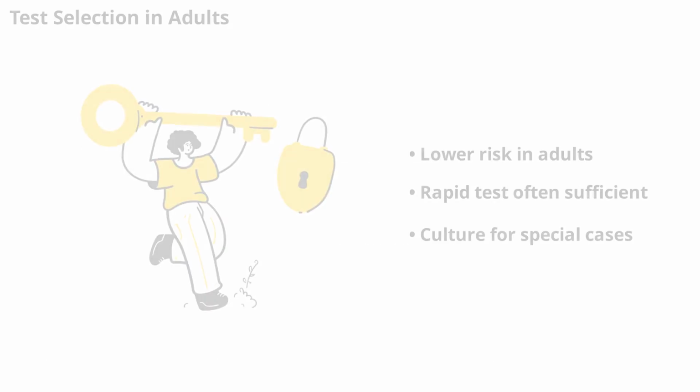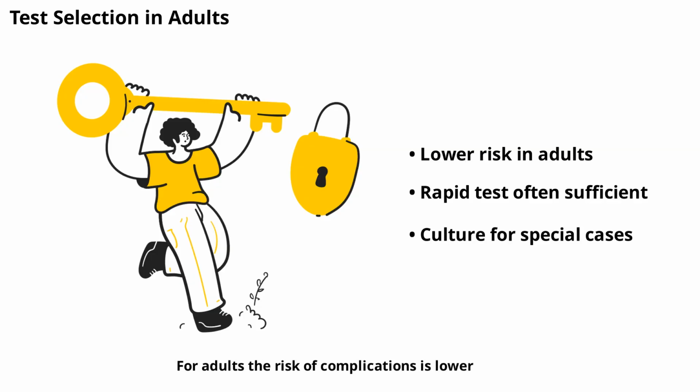For adults, the risk of complications is lower, and a negative rapid antigen test is often considered sufficient to rule out strep throat. Throat cultures are usually reserved for special cases or when clinical suspicion remains high despite a negative rapid test. This approach helps avoid unnecessary testing and antibiotic use in adults.